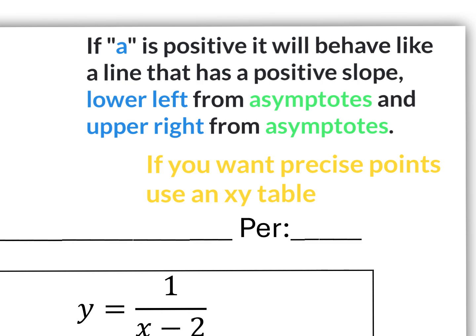And now, if you want precise points, more coordinates that are exact, you could just do an XY table and plug in some x values that are like 1 unit away from the vertical asymptote, okay? So I want to pause it right here so you guys could copy this down.